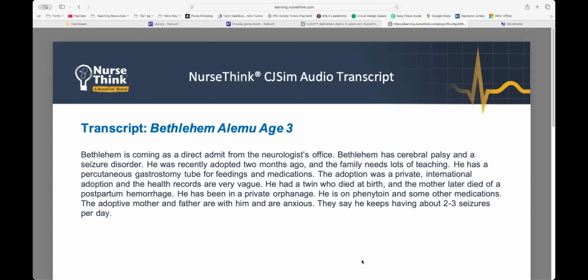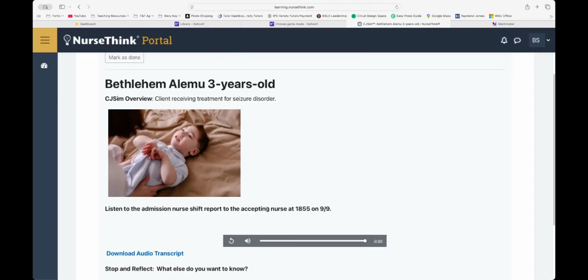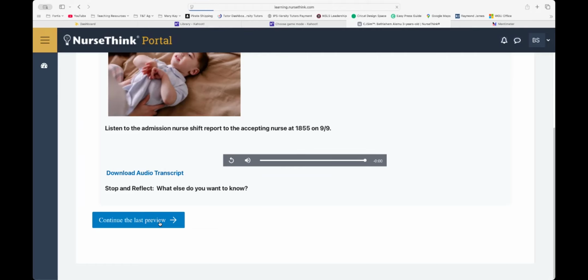How do we feel about his seizure control? Is he well controlled? Is he not? No, we shouldn't be having multiple seizures a day. So maybe looking at some adjustments to his medications and lots of family teaching. So we've got a brand new adoption here, lots of room for education. So let's take a peek at Mr. Bethlehem.